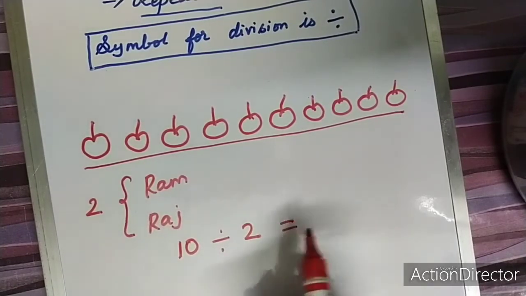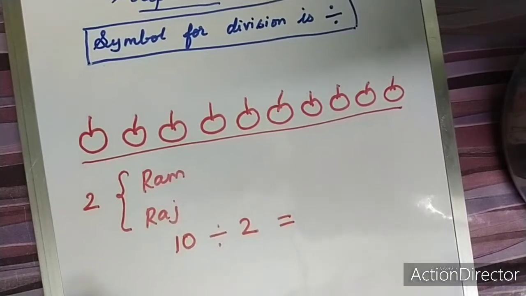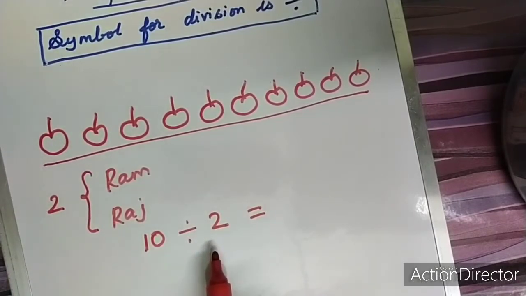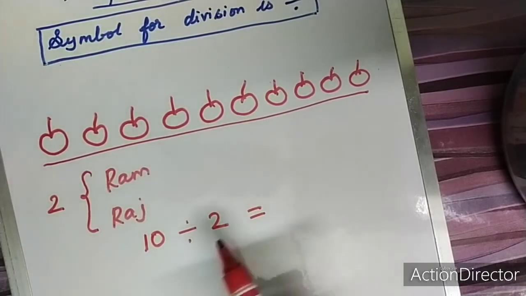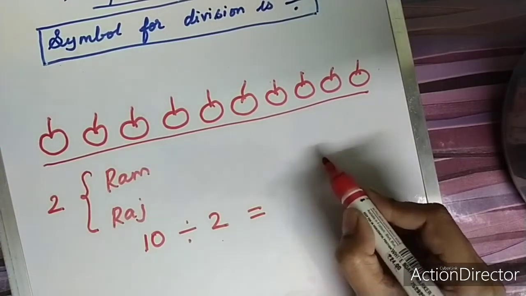So how many apples will Ram get? How many apples will Raj get? That is what we are going to find. Now see, the two tables. 10, how many times? We'll see the two tables. You all know the two tables, right?